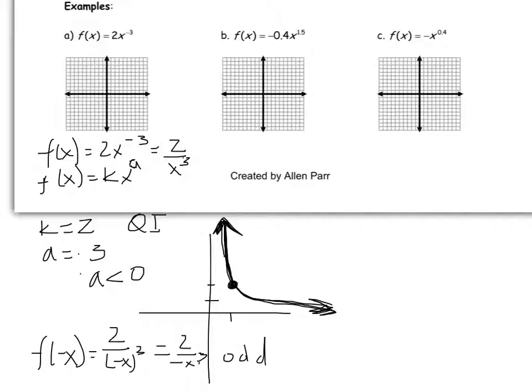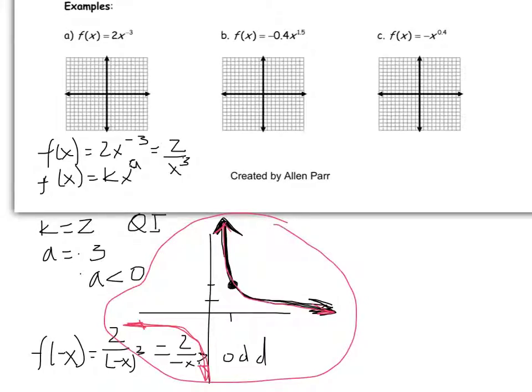Because I just did that, I have to take this half of the function that I've already graphed and reflect it about the origin. So this right here is a graph of my entire function. Because I've run out of room, I'm sorry, I'm going to have to continue the next one somewhere else.